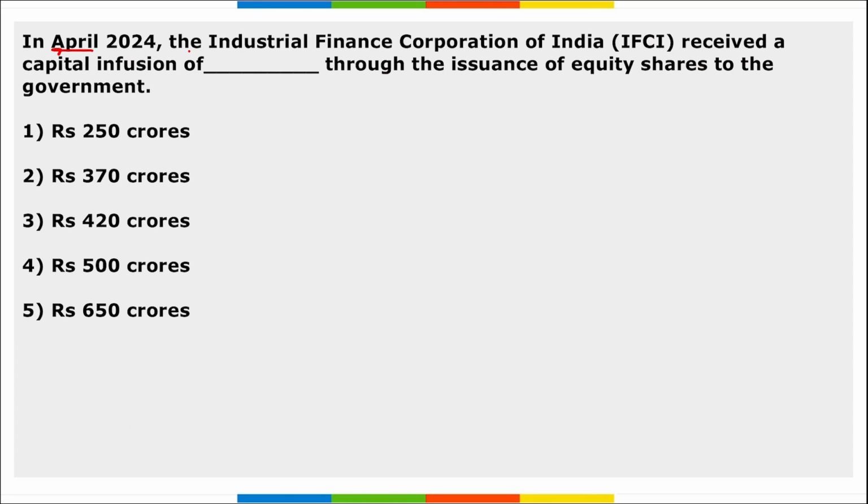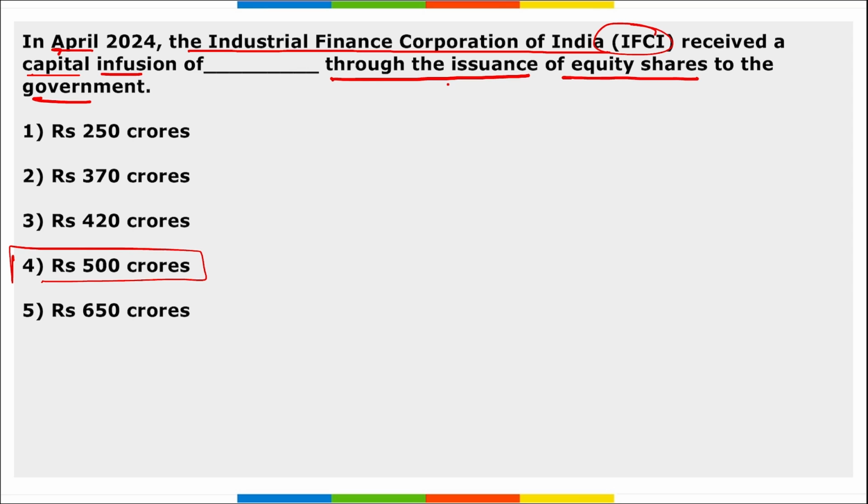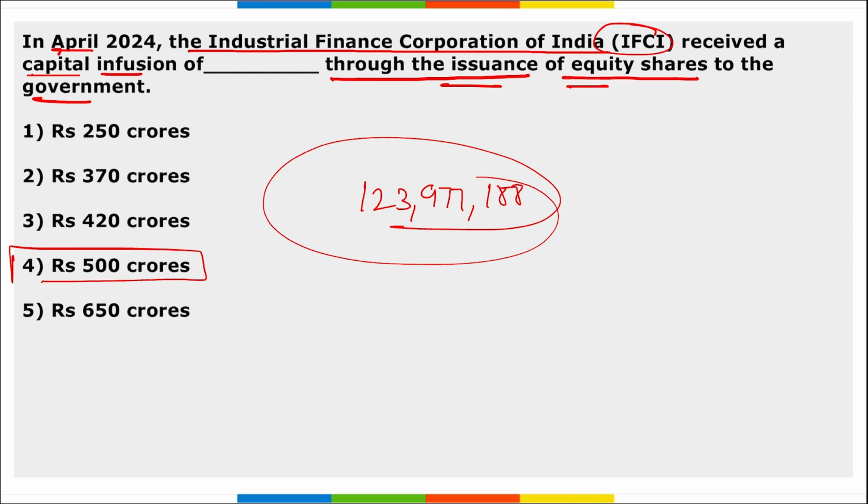Next, in April, the Industrial Finance Corporation of India received a capital infusion of dash amount through the issuance of equity shares to the government. So, Industrial Finance Corporation of India received a capital infusion of 500 crore rupees through the issuance of equity shares to the government. And here a total allotment of 123,977,188 shares was done.